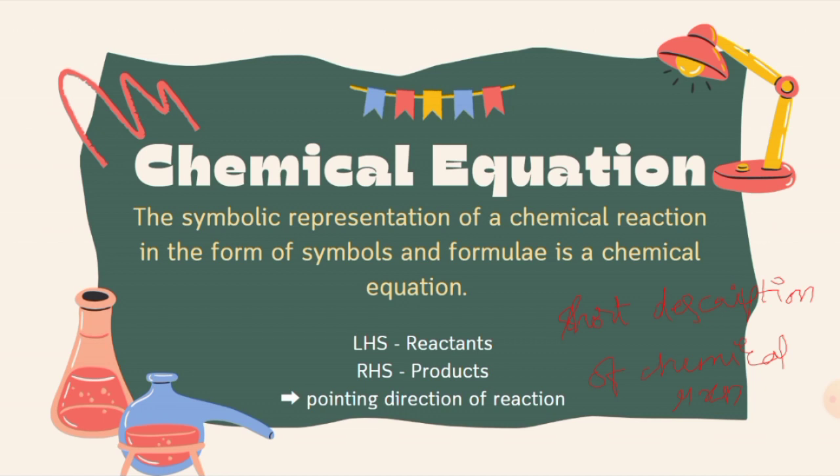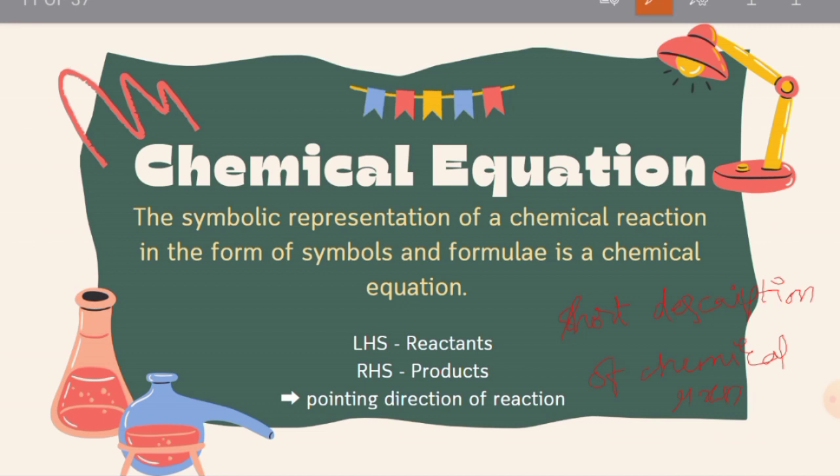Here we have a definition in better words. The symbolic representation of a chemical reaction in the form of symbols and formulae is a chemical equation. But if you write only until here, this is not going to be enough. You have to explain a few more things. Generally, by using the symbols and chemical formulas of the compounds, if you represent a chemical reaction, it is going to be a chemical equation. But that is not enough for the definition.